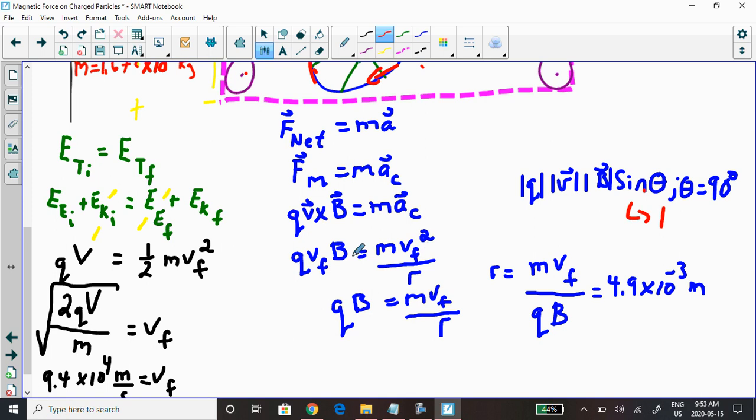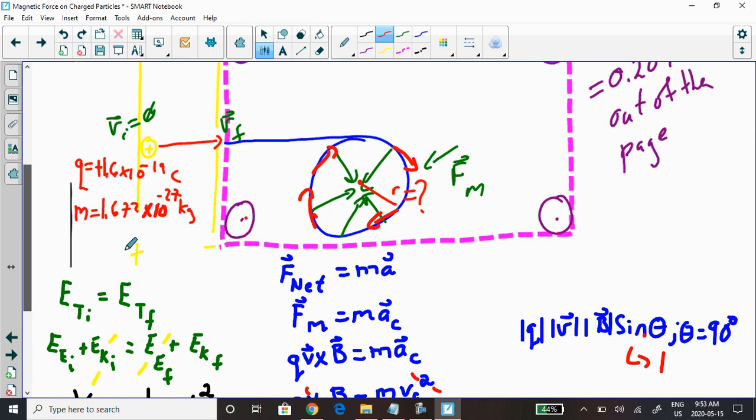So look what happens here. One of the velocity finals cancels out. So we have q B equals m velocity final, it's no longer squared, over r. Then we rearrange this and we get an expression for r, and it is equal to 4.9 times 10 to the negative 3 meters. So we have found the radius of the uniform circular motion.